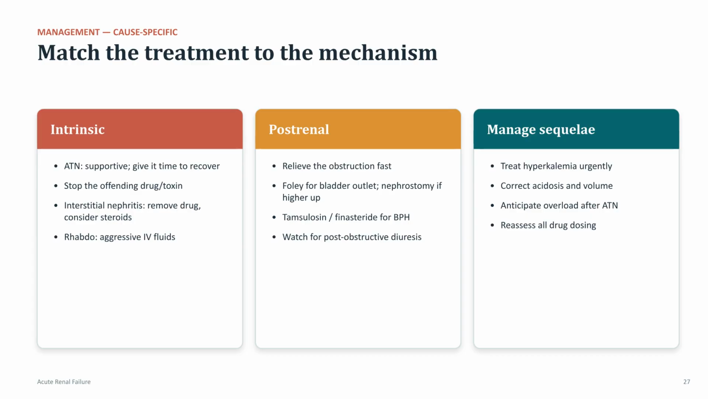Tailor your management to the specific mechanism of injury. Intrinsic injury usually requires supportive care and time. Postrenal obstruction demands swift mechanical relief, such as catheterization or stenting. Throughout this process, vigilantly manage systemic complications, particularly life-threatening hyperkalemia, which requires urgent correction.